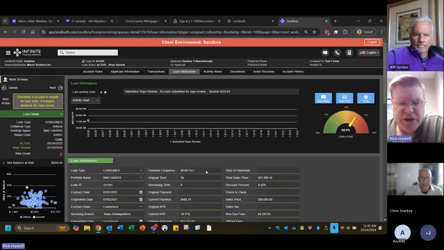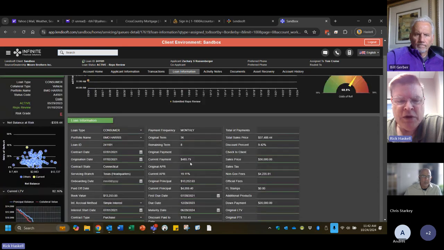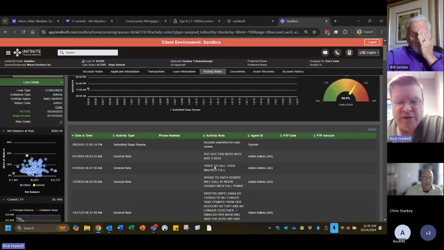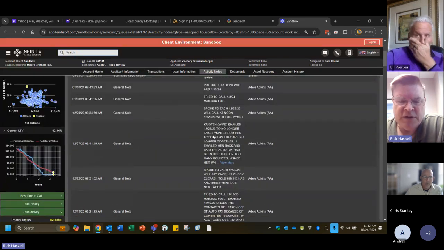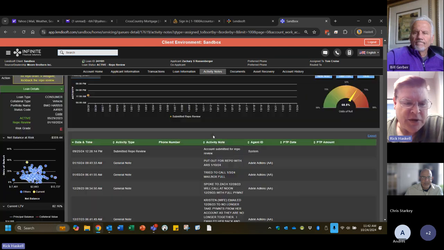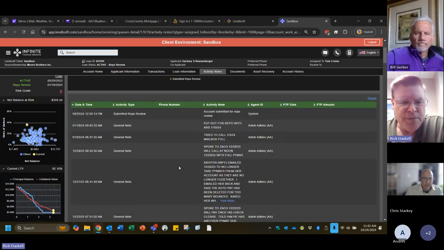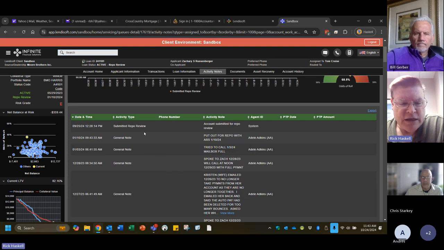All right. Loan information screen gives you information about the loan. Activity notes is where you can read the history of conversations that the collector has had with the customer. And different types of entries show up here. Sometimes they're automatically entered. Like this one on the top, it says the agent ID was system, because this one got automatically entered. Somebody must have submitted this to repo review, and it created this history note that the account was submitted to repo review.